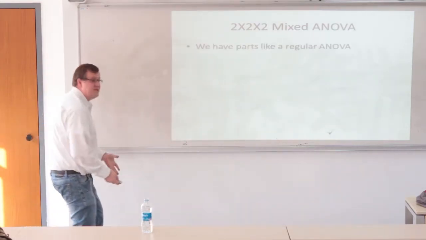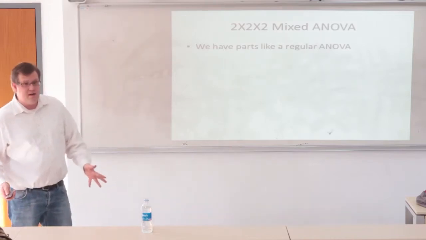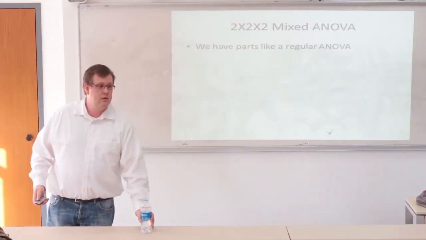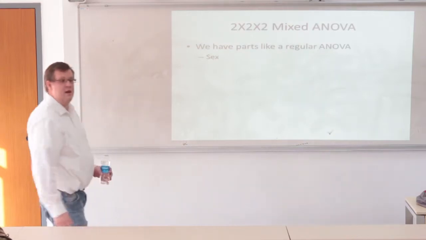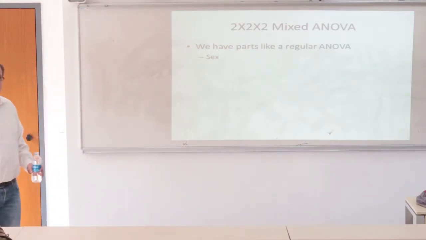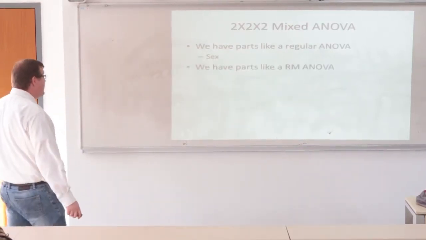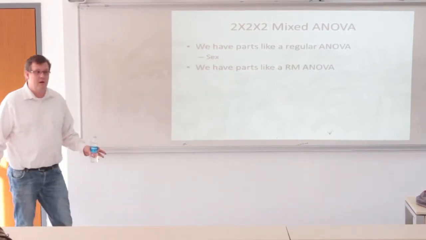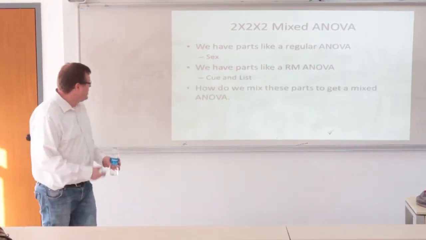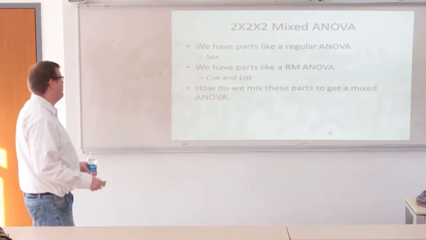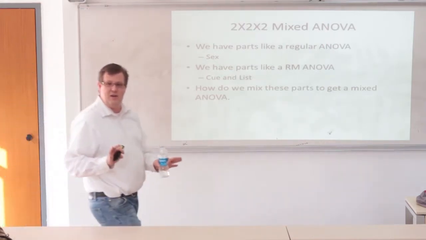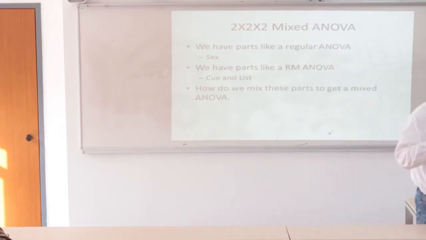So we have parts that are like a regular ANOVA. Which part is like a regular ANOVA? Sex. Sex is like the regular ANOVA, right? It's something that varies between subjects. We also have parts that are like repeated measures ANOVA. Q and list. Perfect. So how do we mix these parts to get a mixed ANOVA? This is a hypothetical question. I don't want you to answer this. You can think about it. Don't answer it because I don't want to confuse people too much with a wrong answer. So let's just get into what it is.